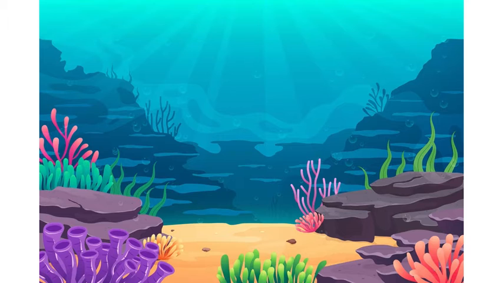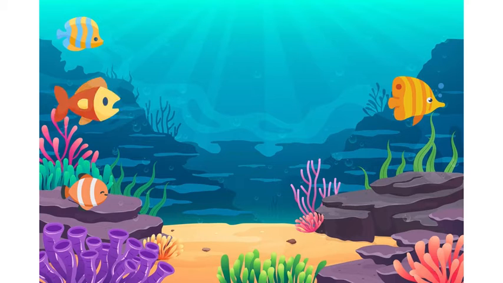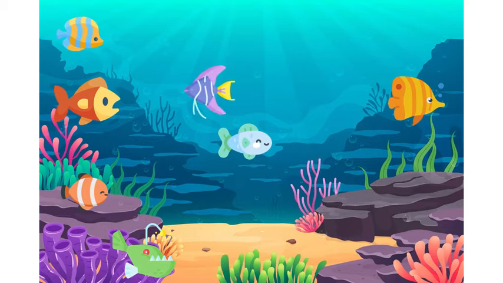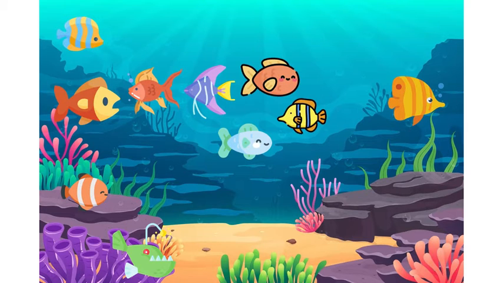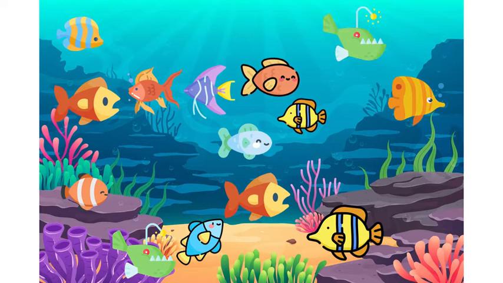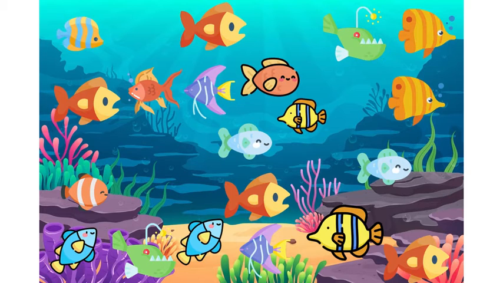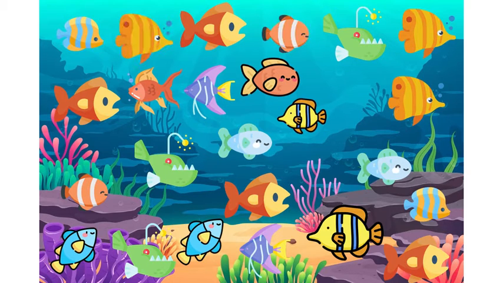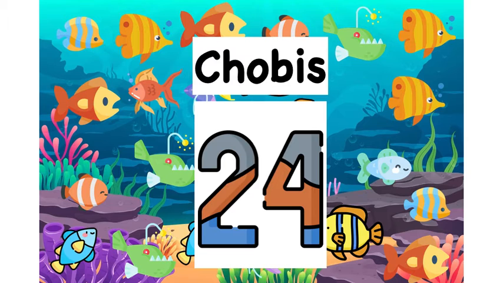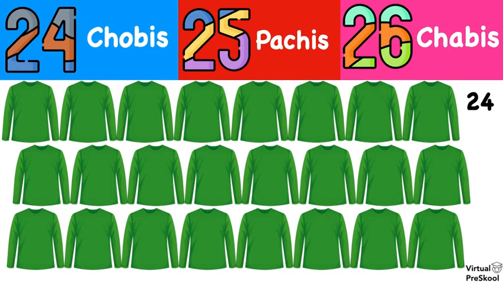Now we're going to count the fish. Count them with me out loud in Hindi. 1, 2, 3, 4, 5, 6, 7, 8, 9, 10, 11, 12, 13, 14, 15, 16, 17, 18, 19, 20, 21, 22, 23, 24. And what does chobis mean in English? 24. There are 24 machliyan, 24 fish. There are 24 shirts. And how do we say 24 in Hindi? Is it chobis, pachis, or chabbis? 24 is chobis.